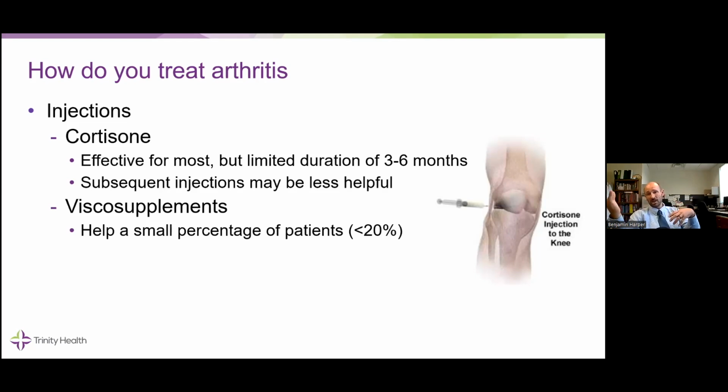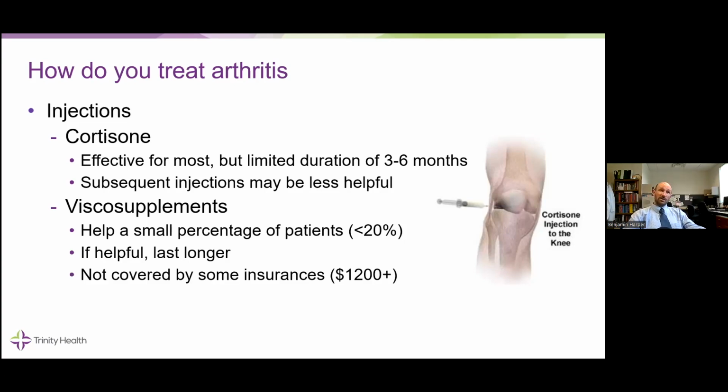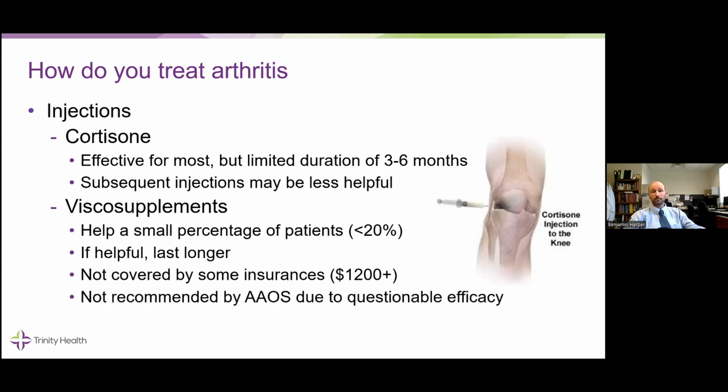So again, the American Academy of Orthopaedic Surgeons puts together what they call a meta-analysis, where they try and take the data from lots of different studies and put it together to gain more power. If they help, they tend to last a little longer. Some insurances don't cover them, and they are quite expensive, $1,000 or more. So it's worth being sure that your insurance covers them if you want to try them.